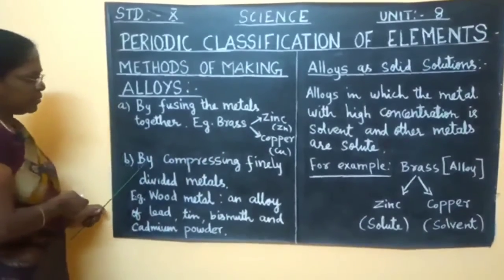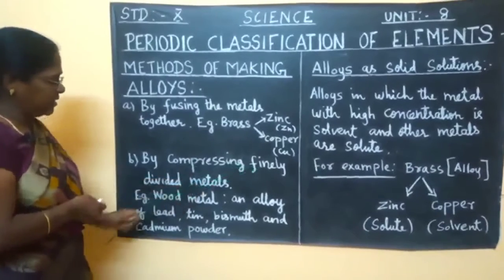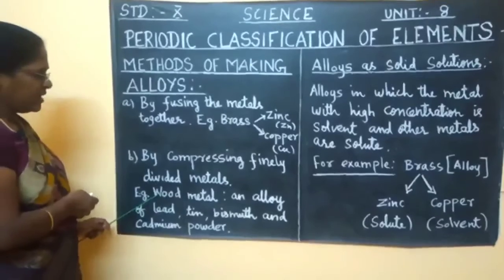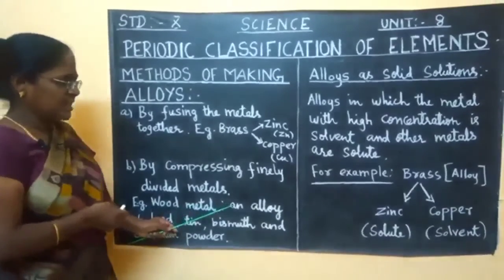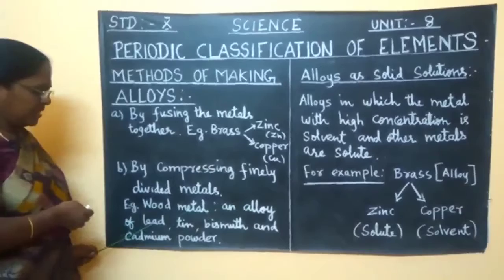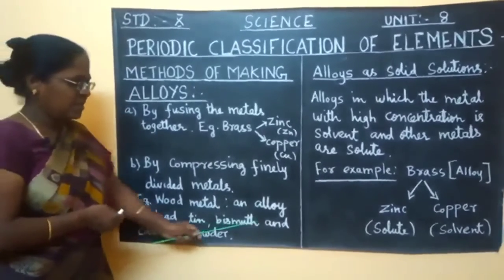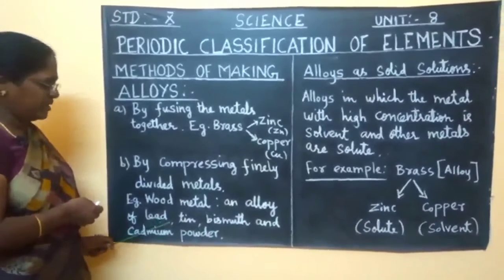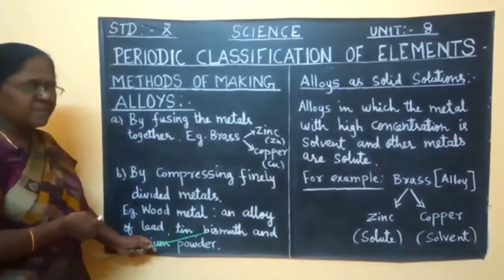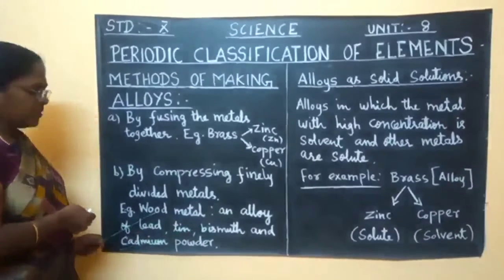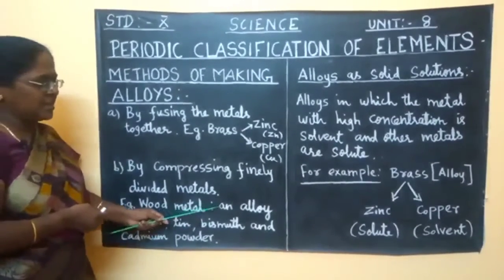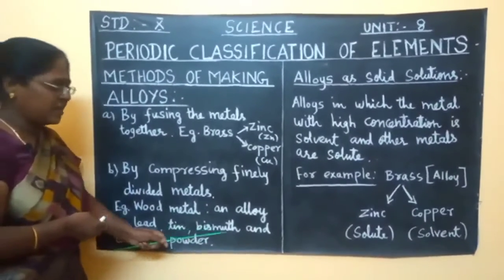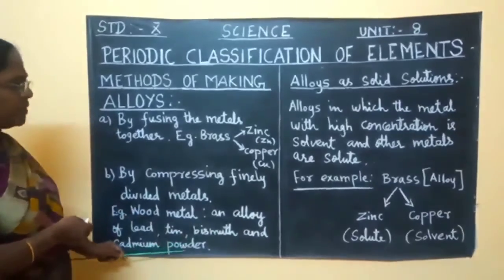Second method is by compressing finely divided metals. Here we can see one example, that is wood metal. It is an alloy of lead, tin, bismuth and cadmium powder. Lead symbol is Pb, tin symbol is Sn, bismuth symbol is Bi. So wood metal, it is an alloy. It is a combination of lead, tin, bismuth and cadmium powder.